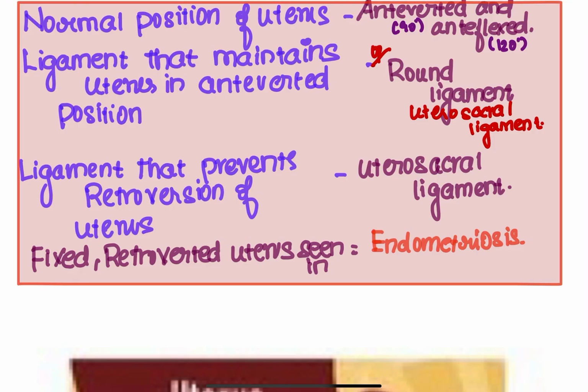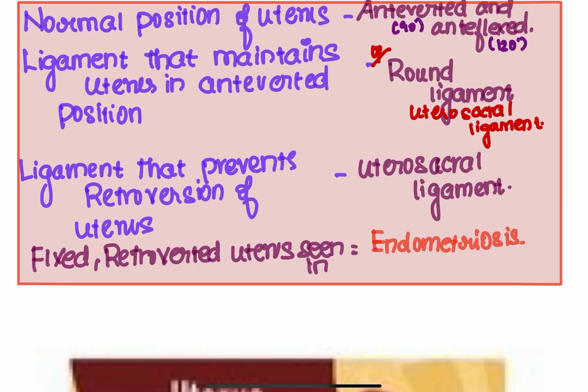Okay. So if the options are round ligament and uterosacral ligament, you have to pick only the round ligament. The round ligament is basically the primary structure which maintains the uterus in anteverted position. Now I told you that the normal position of uterus is anteversion and anteflexion. But if the uterus is in the opposite position, that is in retroversion, what is the ligament which prevents the uterus from this retroversion position?